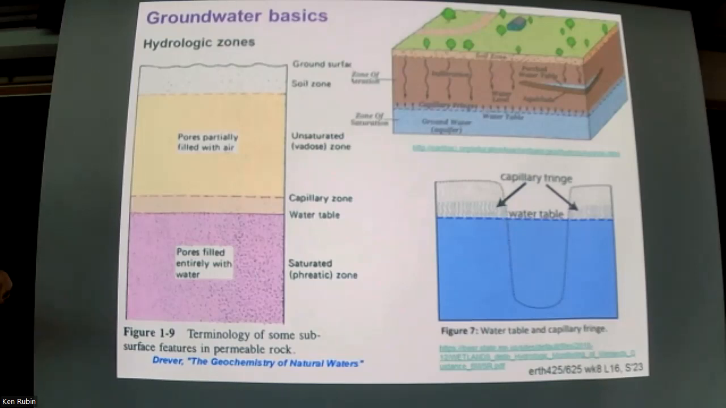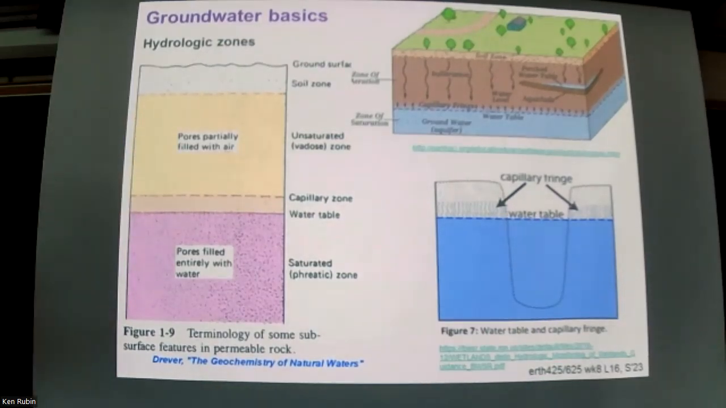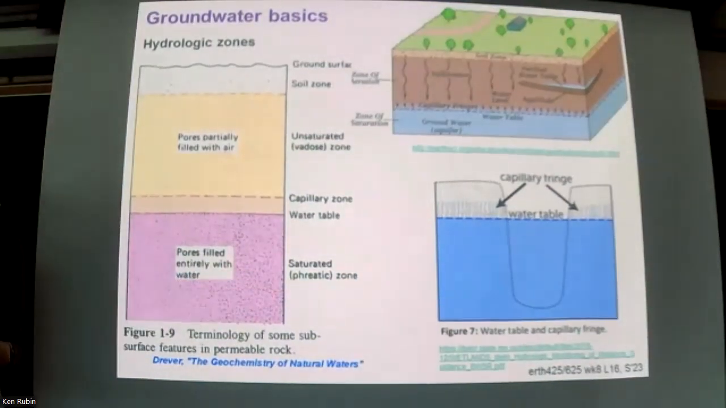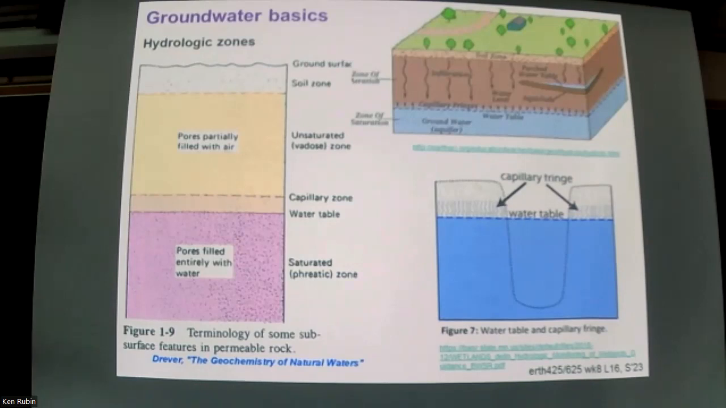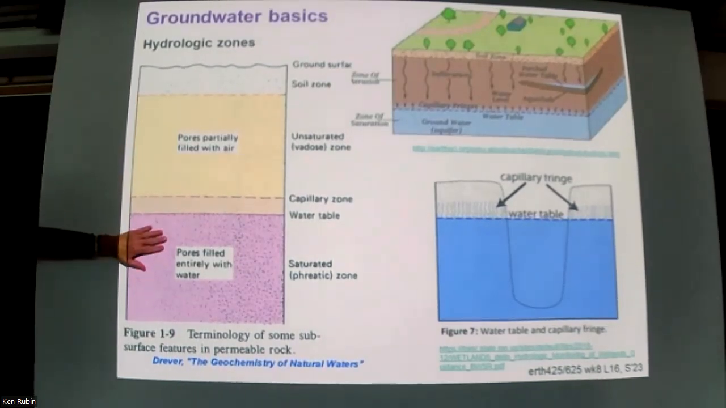Except in very, very arid regions, these soil grains are usually at least wetted, meaning there's water as a thin film around most of the grains. This is sometimes called the vadose zone, and this is sometimes called the phreatic zone by some people. The point being that here you have a non-interconnected web of water, and here you have an interconnected web of water.